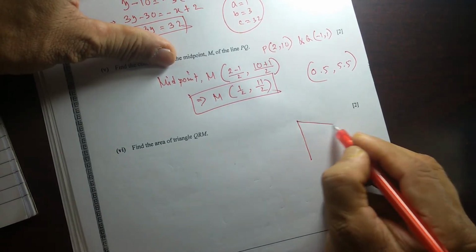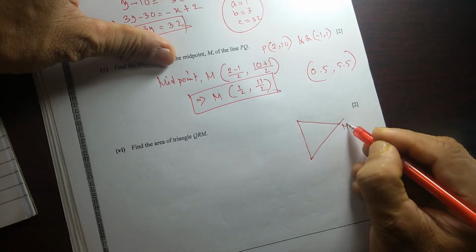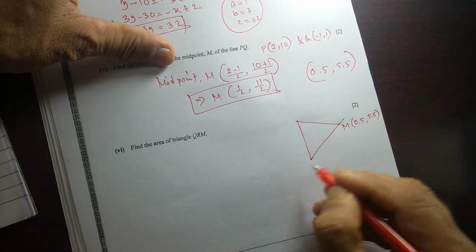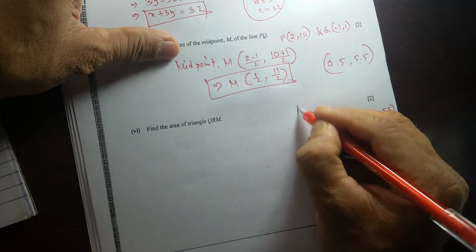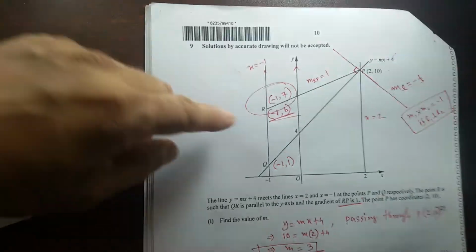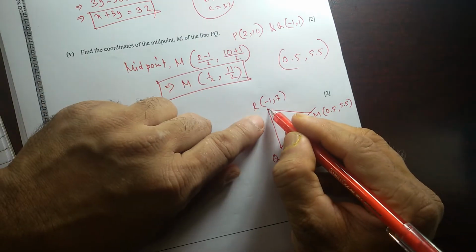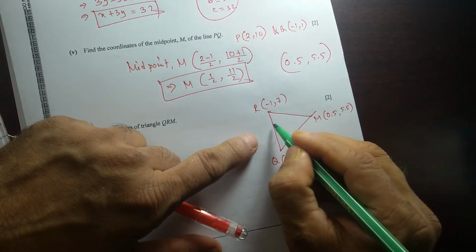There are so many different ways you can do that. Let's say this is my M over here, and that's (0.5, 5.5), and Q is down below here. Q is (-1, 1), and R is (-1, 7). This is a vertical line. I hope you can see this. Let me draw it with a different color.